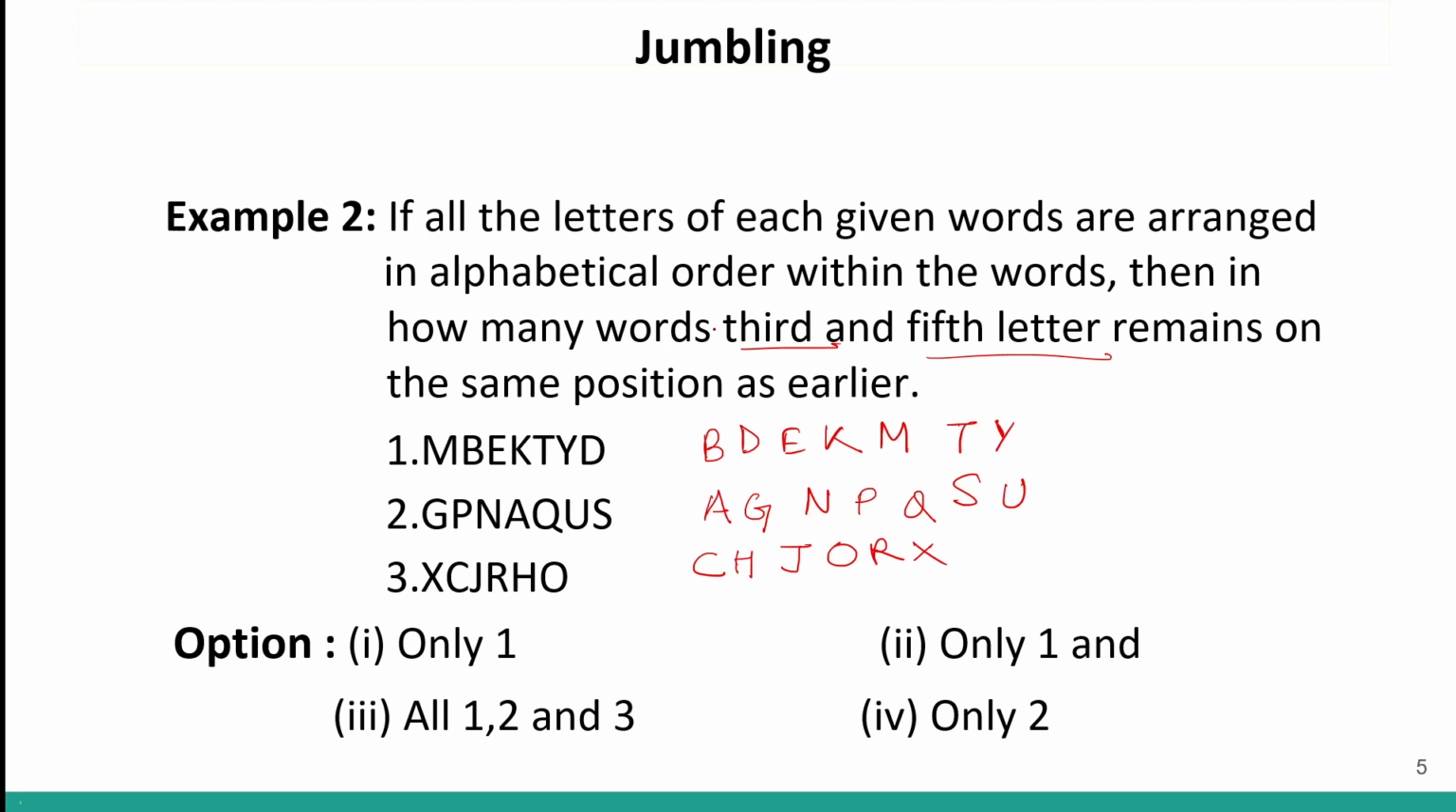Then we have to find out in which of the following words the third and fifth letters remain in the same position. So over here, the third is E and fifth is T. Over here, the third is E and fifth is M. So not in this one. Now, third is N and fifth is Q. So over here, it remains in the same position. Now let us move forward. Third is J and then H.